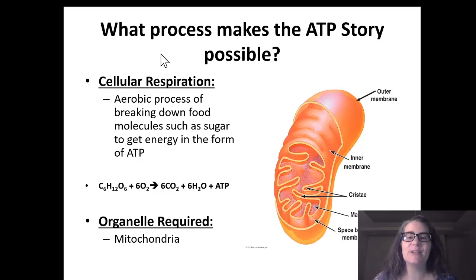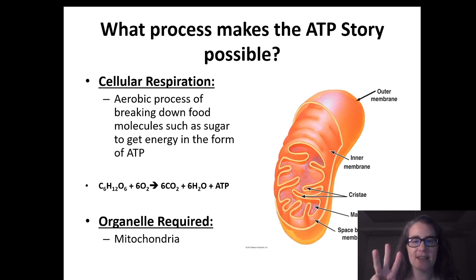Good morning. Today we are talking about our first energy pathway called cellular respiration. There are 3 energy pathways we will talk about at the end of this cellular unit: cellular respiration, fermentation, and then photosynthesis. So today's topic is cellular respiration.